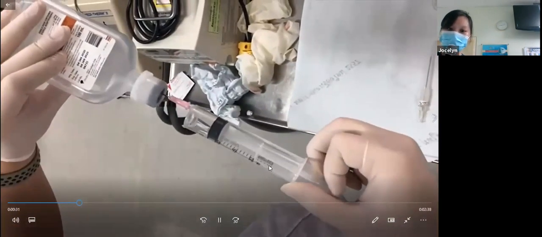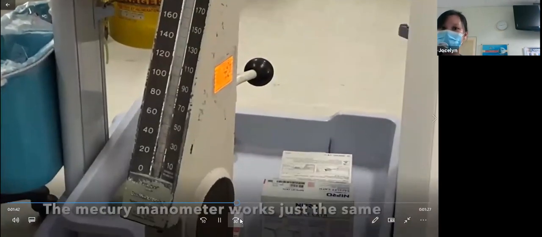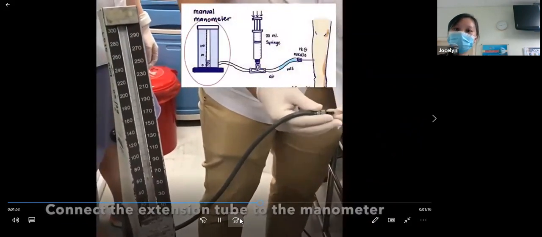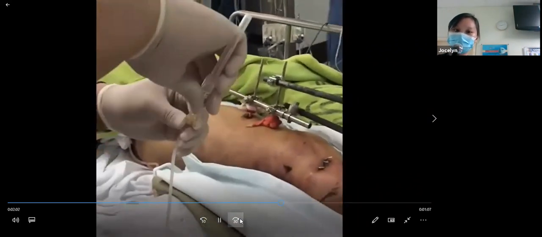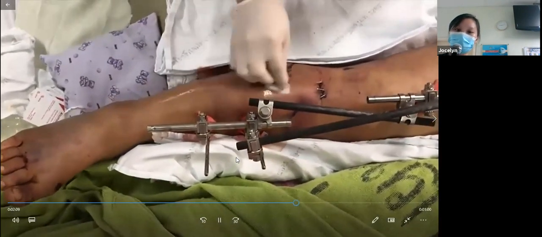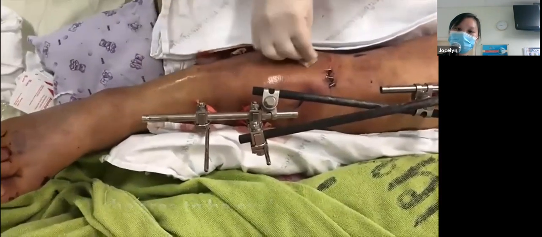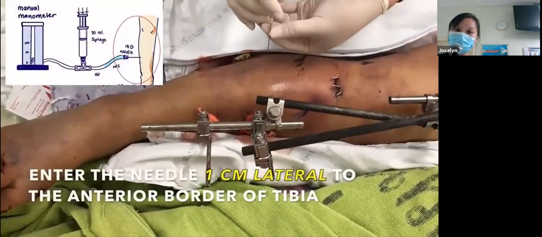You should use normal saline. As usual, it's a sterile area. A mercury manometer, a very ancient one. So you connect your mercury manometer to a line, and the line should be filled with water first. So just around it, and you inject.